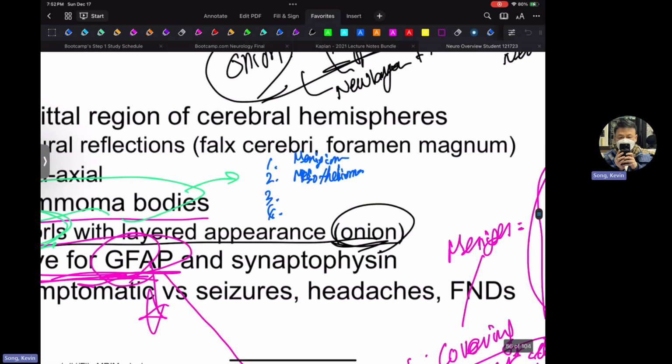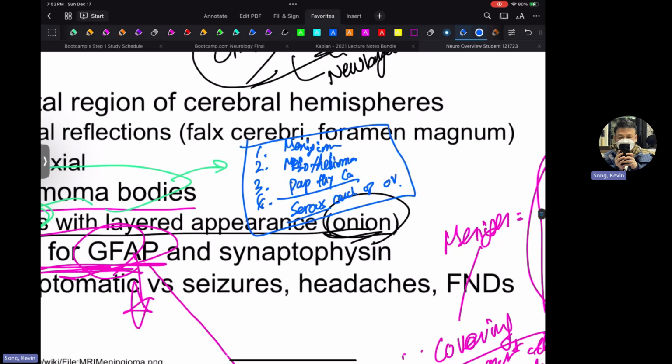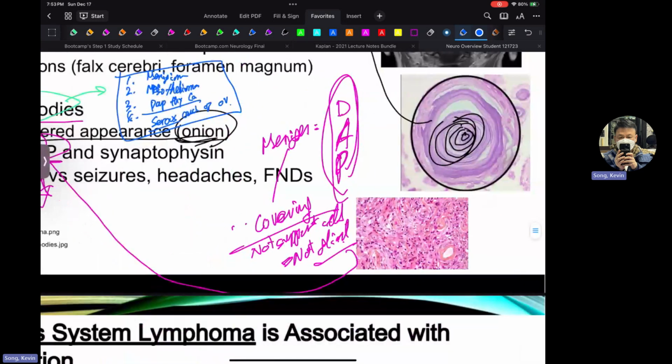Papillary thyroid cancer, and serous carcinoma of the ovary. Those four things you need to know. They have psammoma bodies. Psammoma bodies are a walled structure, like this one. This is a walled structure. So, walled structure, right? Those are psammoma bodies.